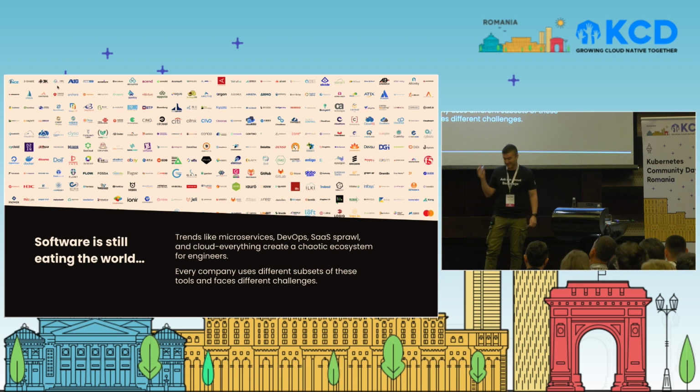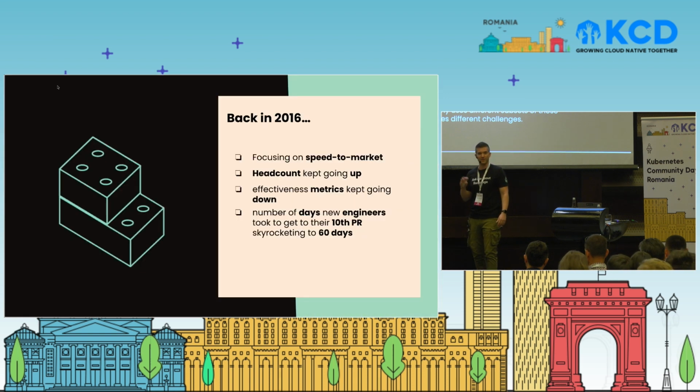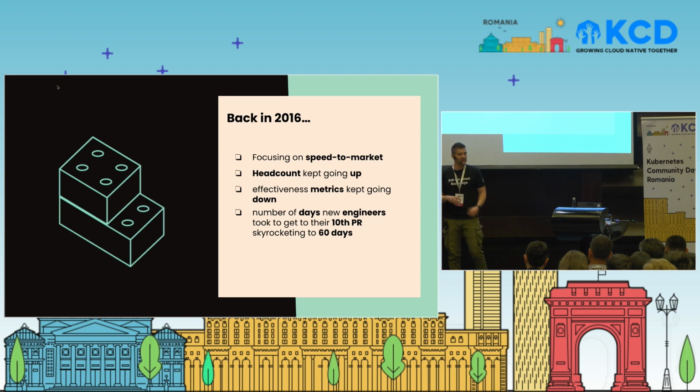In 2016, we were growing a lot. We were hiring a lot of people. And as we hired a lot of people, we noticed something interesting. Onboarding new people, new engineers to the company was becoming harder and harder. And we have a good metric for that. I'm sure some of you already heard about this. We were measuring how long it takes for an engineer to open 10 pull requests.